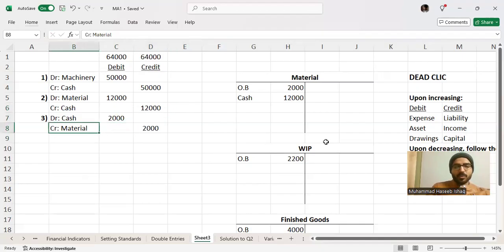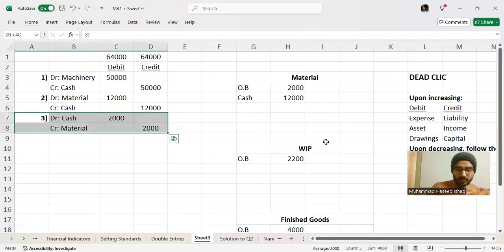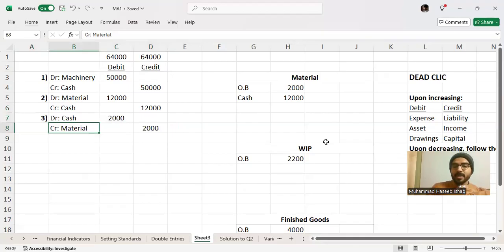So let's put this entry in the T account. We are crediting the material account. This means we are going to use the credit side, our right side of the material T account. By what amount? 2,000, right? And then which account name should be written here? Material or cash. Obviously the account that is being debited now, the opposite account.